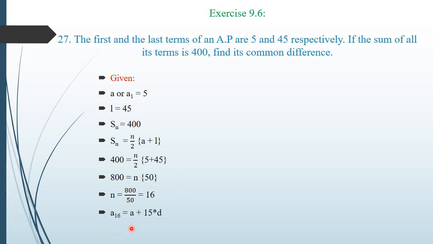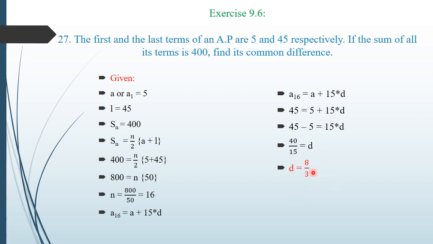Therefore, the 16th term of this AP is nothing but 45, which I can also write as a16 is equal to a plus 15 into d. Now, a16 is equal to a plus 15d. I know the 16th term as 45, and a, that is the first term, is 5, plus 15 as it is, and the common difference d I need to find out. When I simplify this, I'll get 45 minus 5 is 40, and this 15 when I bring it down will be equal to d. Therefore, d is equal to 40 by 15, that is 8 by 3, in this case.